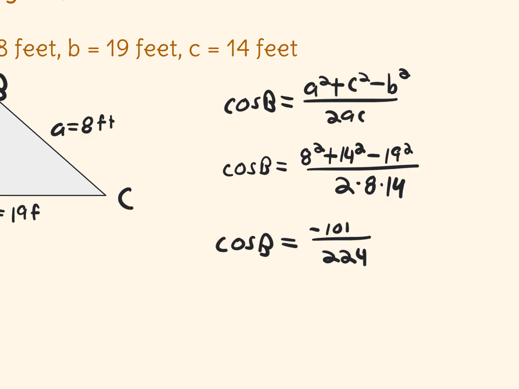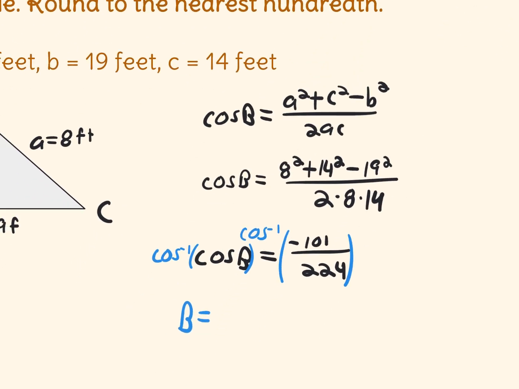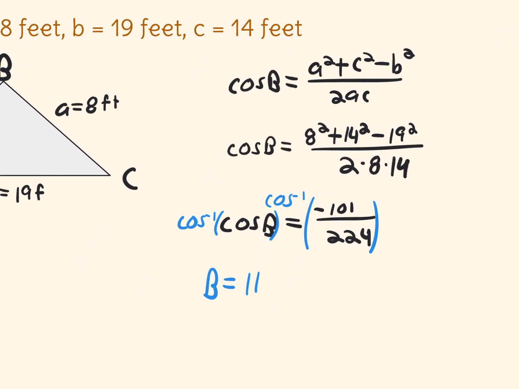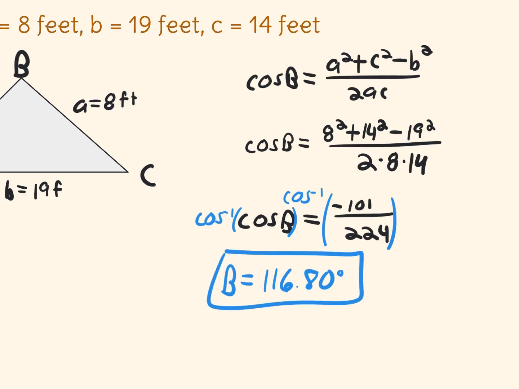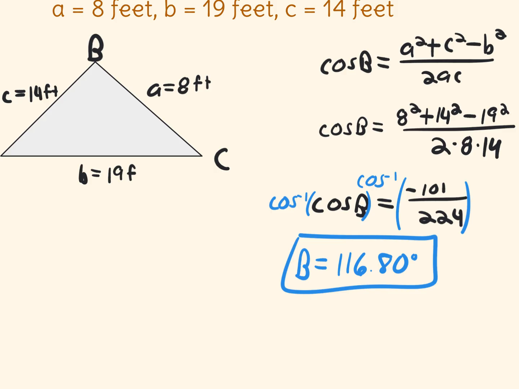All right, this gives us cosine of B, so how do we just get the angle B? Good, right? We do cos inverse on both sides. So our answer is going to be whatever we get when we do cosine inverse of negative 101 over 224. Right? Again, make sure your calculator is in degrees for this lesson. And then we should get to the nearest hundredth 116.80, right? And then that's what we get for one of our angles. All right, so angle B is found.